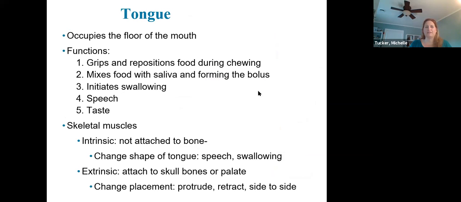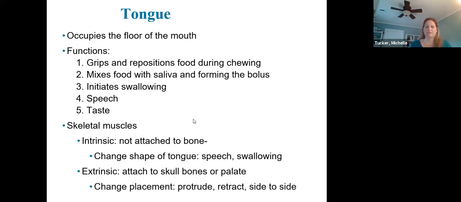Okay, so on to the tongue. The tongue is going to occupy the floor of the mouth. It functions to grip and reposition food during chewing, mixes the food with saliva and forms the bolus. So the bolus is this smooth ball of food that will get propelled through the GI tract. It initiates swallowing, and then it is involved in speech and taste. There are two sets of muscles, skeletal muscles, for the tongue.